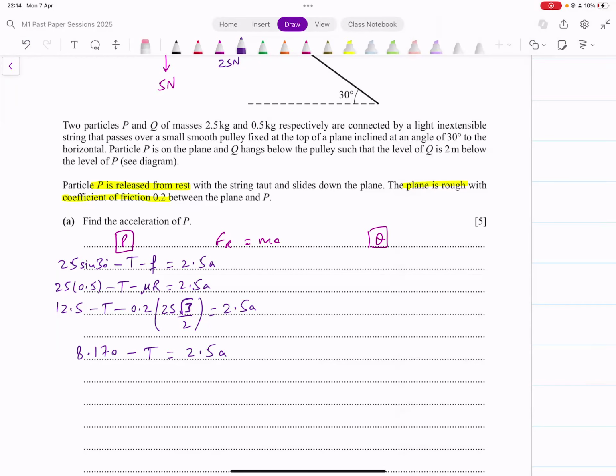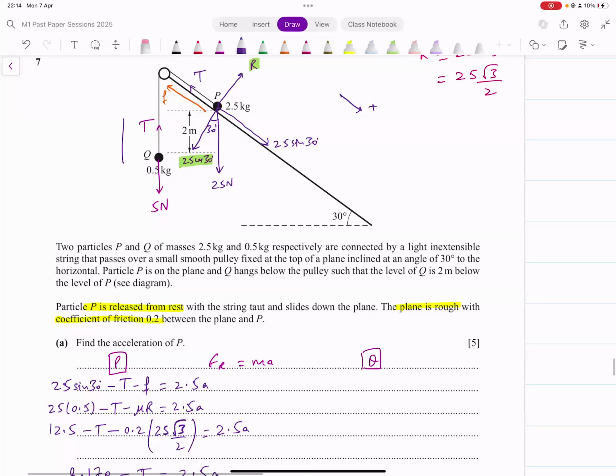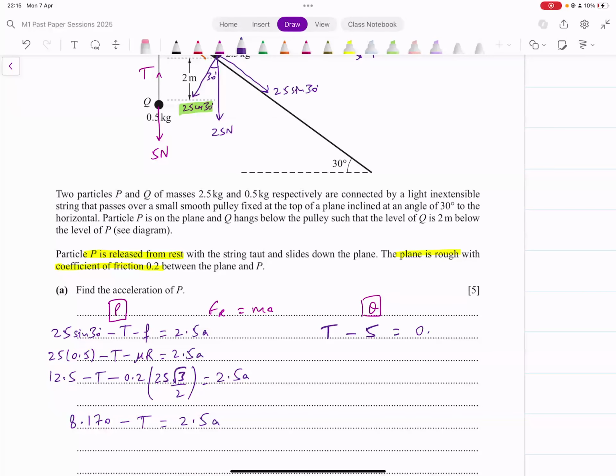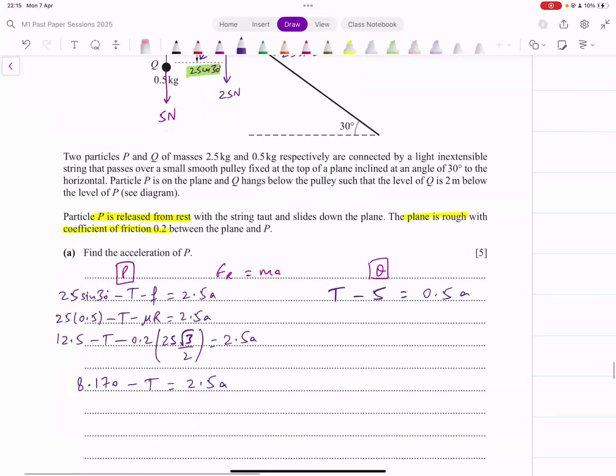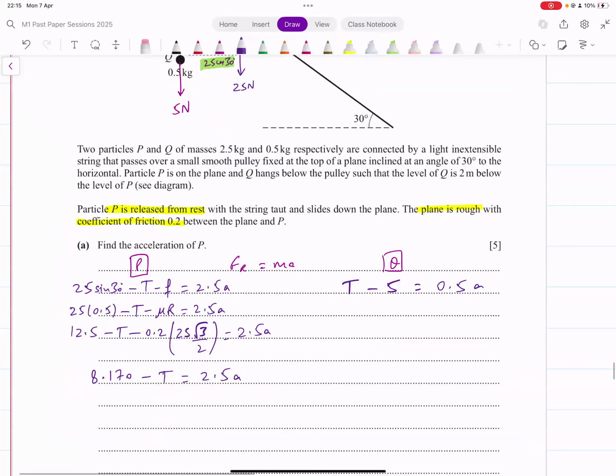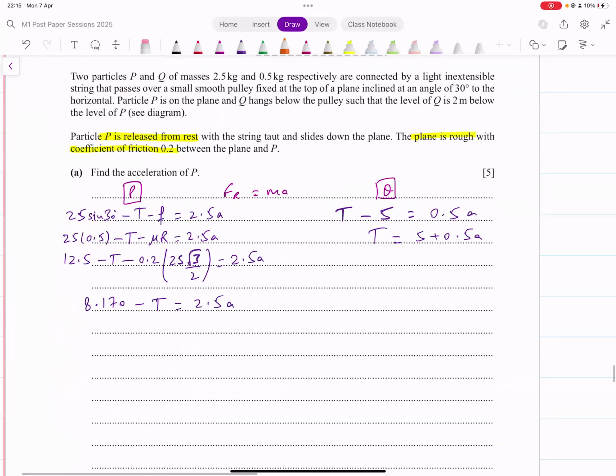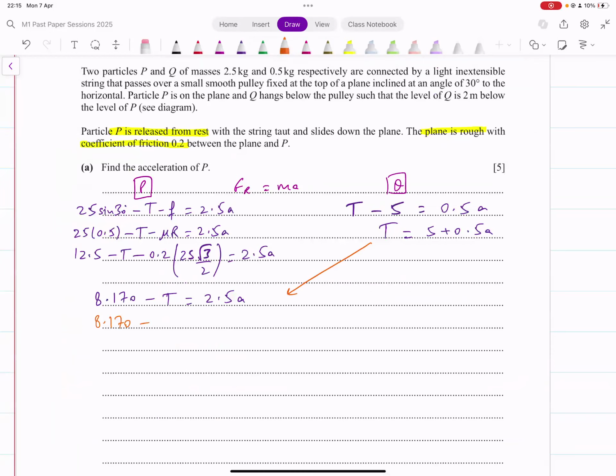Okay. And then for Q as well, we apply Newton's second law of motion. Q is moving up the plane. Forward force T, backward force 5, equals mass of Q, which is 0.5, times acceleration. You can make T the subject here. What are we looking for? Acceleration, right? So let's eliminate T. T equals 5 plus 0.5 times A. Put that in the other equation, and that will give you 8.170 minus (5 plus 0.5 times A) equals 2.5 times A. And you can find the value of acceleration from this.